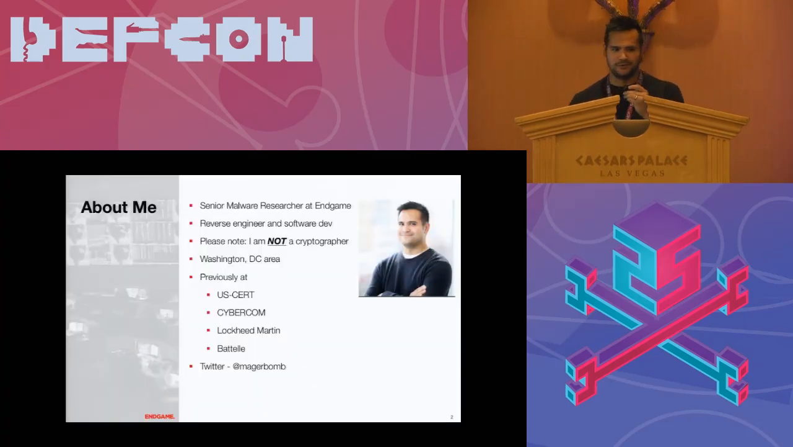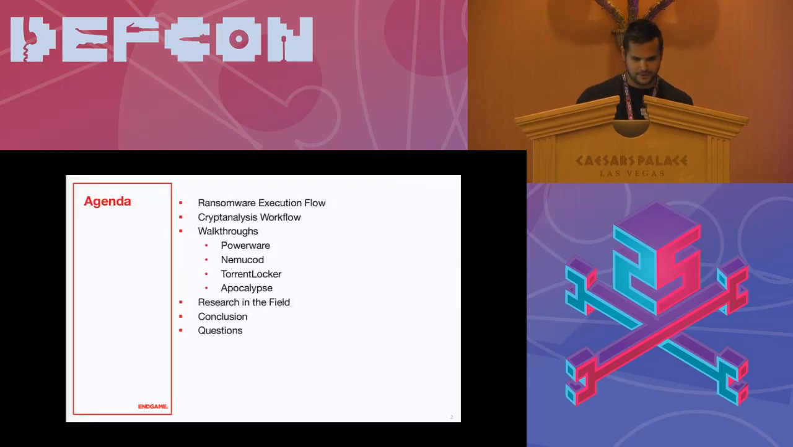All right, so a little bit about me. My name is Mark Mager. I'm a senior malware researcher at Endgame. I do reverse engineering and software development. Please do note, I am not a cryptographer, so if I get up here and start babbling about something that's very, very wrong about crypto, please point it out, or take me off to the side and embarrass me in private. You can follow me on Twitter. My Twitter handle is MagerBomb, just like JaegerBomb.